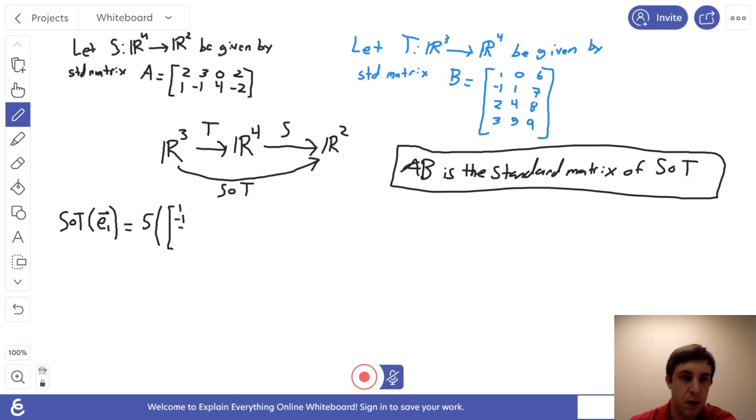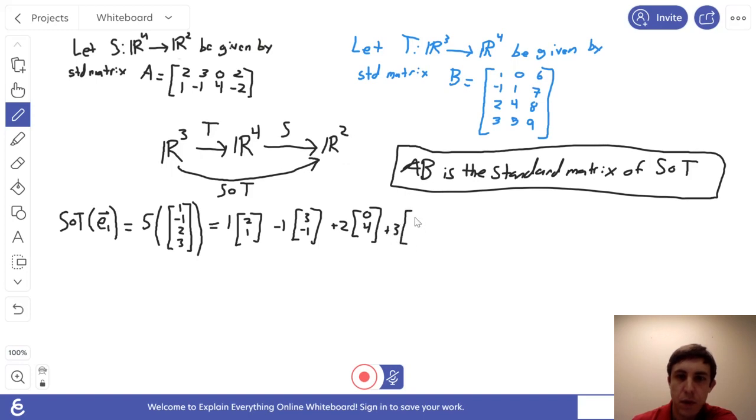So all we have to do is write down the first column of B here: 1, -1, 2, and 3. Now we're going to take that resulting vector, 1, -1, 2, 3, and plug it into S. Remember, what this means is we're doing a linear combination of the columns of the standard matrix for S, because this vector is a linear combination of our standard basis vectors. So we need to do 1 times the first column of the standard matrix of S, which we are calling A, and then -1 times the second column, and +2 times the third column, which is 0, 4, and +3 times the last column, 2, -2.